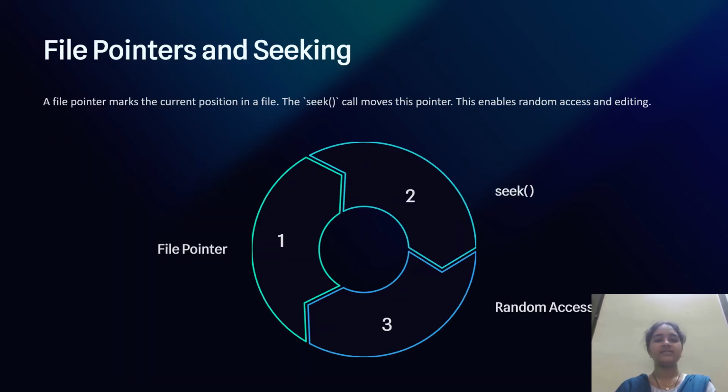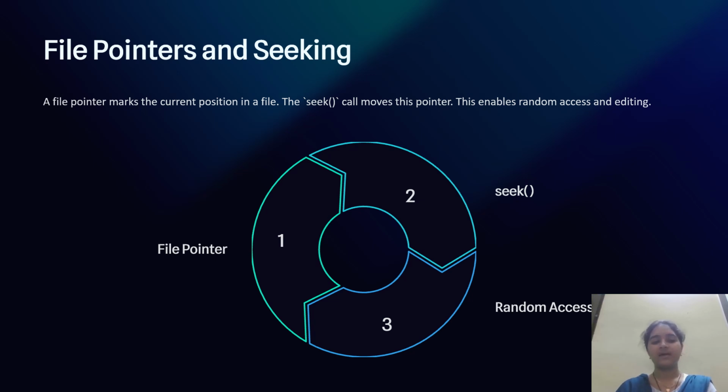File pointers and seeking. The file pointer marks the current position in a file. The seek method call moves the pointer. This enables random access and editing. A file pointer is like a cursor or marker that tells the operating system where in the file you are currently reading or writing.